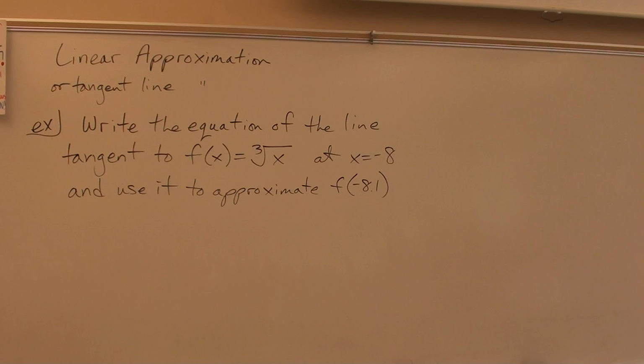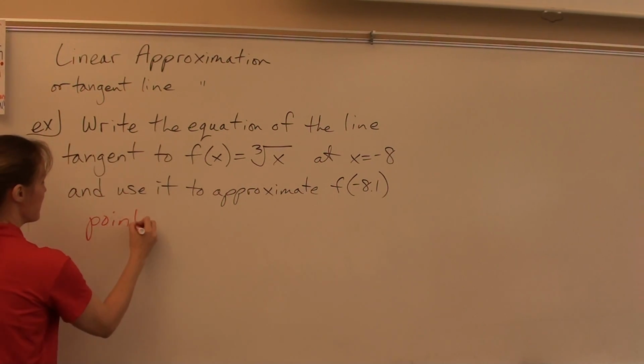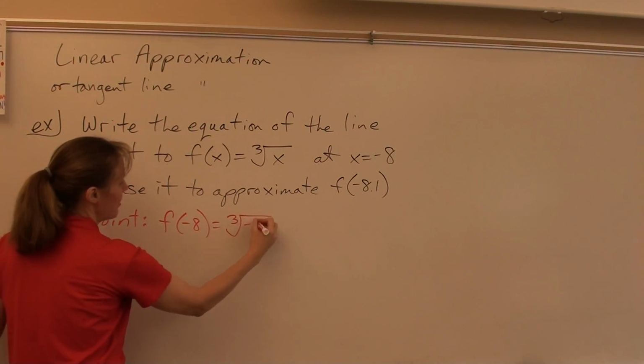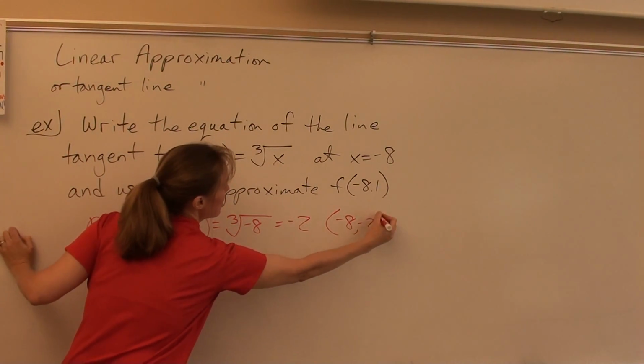Wait, 8 squared, that's 64. No, that's 64, cube root of 64. No, wait. You're using this derivative, you plug in 8. We don't plug in 8.1. You would square it first, and then the cube root of 64. All right. So it's 4 times 3, that's 12. Okay. 1 over 12. So first thing we need is the point. We need f of negative 8, which is the cube root of negative 8, which is negative 2. So our point is negative 8, negative 2, right?